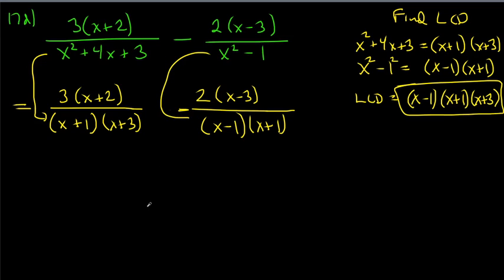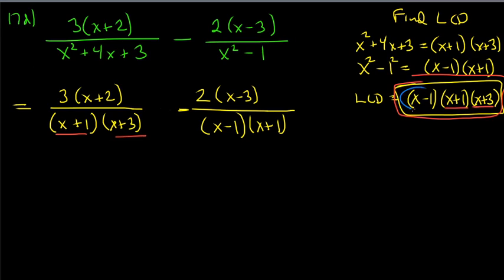So what do we need now? We need to get both fractions to have the same denominator. And that same denominator is the LCD. So in the first fraction, we have x plus 1, we have x plus 3. What we don't have is x minus 1. So I need to multiply the denominator by x minus 1. And if I do that, I have to multiply the numerator by x minus 1 as well.